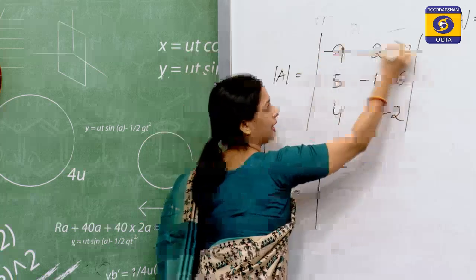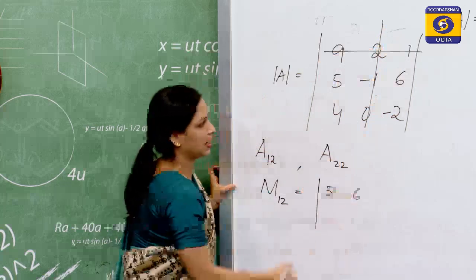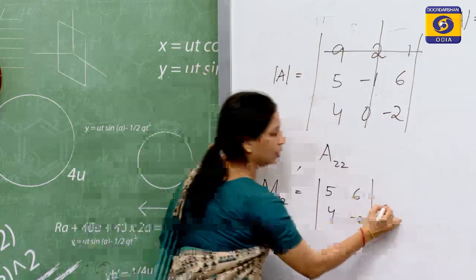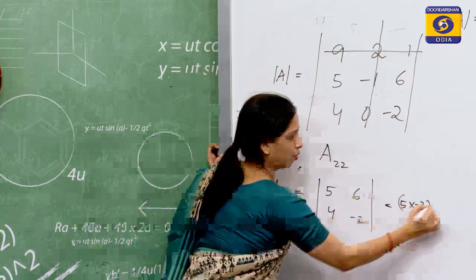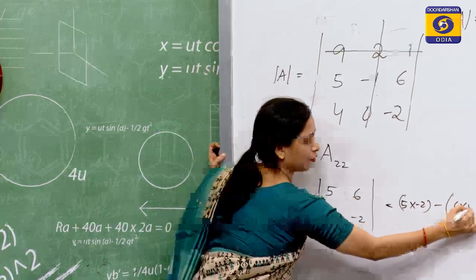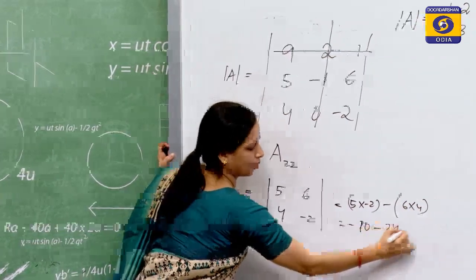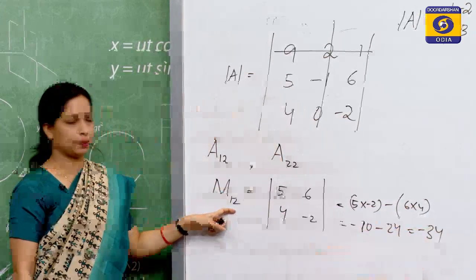So, we have to delete the row and the column in which 2 exists. We get 5, 6 and 4 and minus 2, right. So, what is the value that we get? 5 into minus 2 minus 6 into 4. So, we get minus 10 minus 24, we get minus 34. So, this is the minor of 1, 2, right.